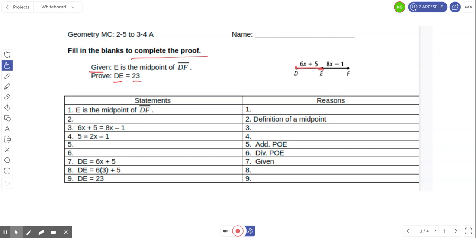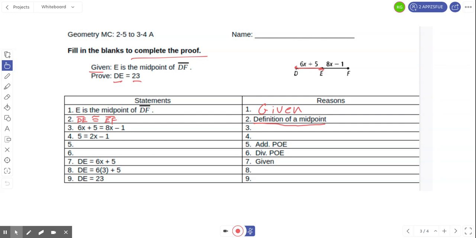And the first thing in our proof says that E is the midpoint of DF, and that is exactly what was given. So our reason for that is that it was given. Number 2, they're asking us for a statement that we can tell because of the definition of a midpoint. And that statement would be that segment DE is congruent to segment EF.